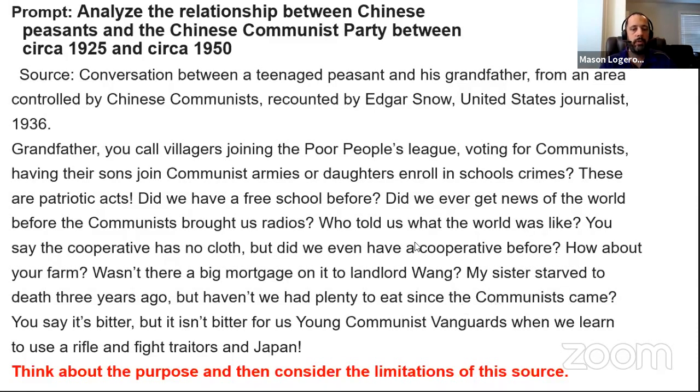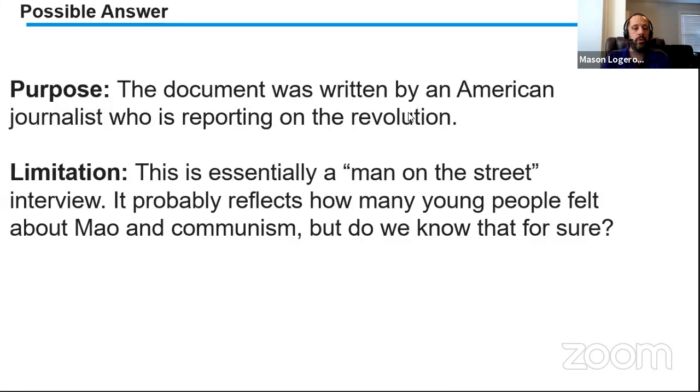All right. So here we have an American journalist who's telling a story of a conversation that he heard between a teenager and his grandfather. All right. So the purpose is here we have an American journalist who's trying to tell the story of the Chinese Revolution to people in the United States. So when you think about this, this is just a story of a conversation he heard. This is like one of those man on the street interviews that you see on the news.